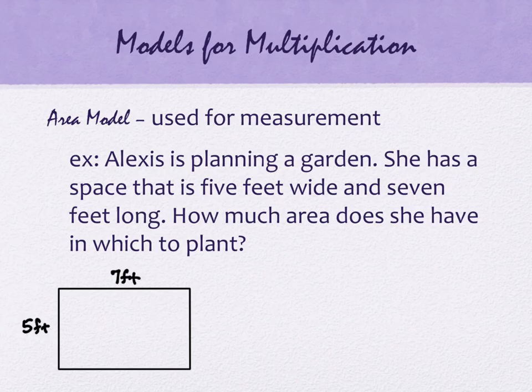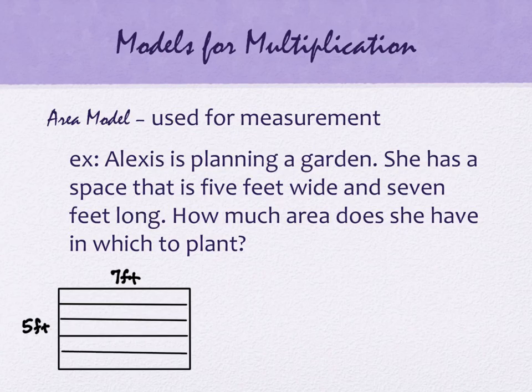Now, we could draw this in grid style. You could do that, right? So we could actually split this apart and make it 5 individual feet, like so. Right? And then 7 feet this way. Okay, that's not terrible. And you could literally count it, right?